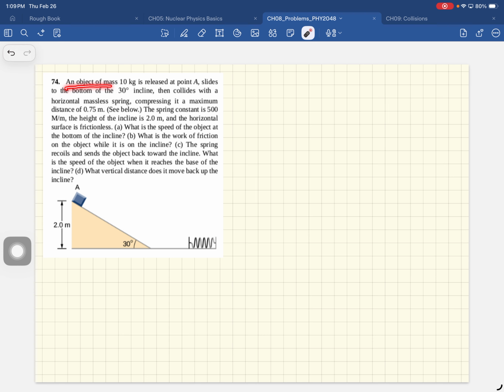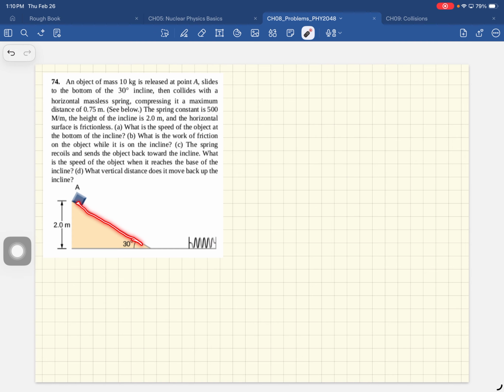This problem says an object of mass 10 kg is released at point A, slides to the bottom of the 30-degree incline, then collides with a horizontal mass spring, compressing it a maximum distance of 0.75 meters. The spring constant is 500 Newtons per meter. The height of the incline is 2 meters. This surface is frictionless. So what is the work of the friction on the object while it's on the incline?